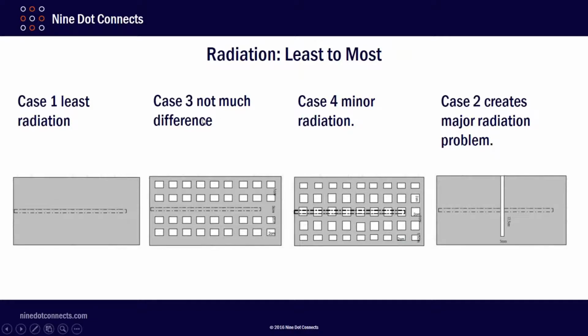In case 3, there's not a whole lot of difference. The microstrip is still over a uniform ground plane directly underneath it. Case 4, there is going to be some minor radiation created by the holes in the ground plane underneath this. But the interesting thing is case 2 creates a major radiation problem.